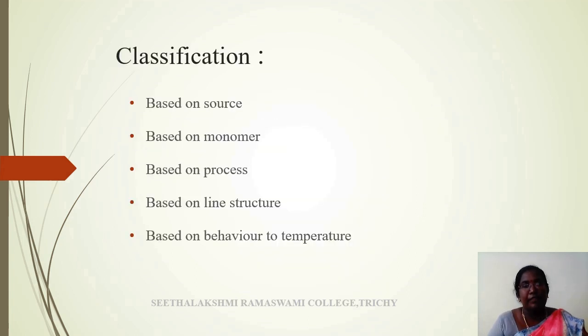Then we can classify polymers on different bases. Polymers are classified on the basis of source, on the basis of monomer, on the basis of the process by which they are made, on the basis of the line structure in which they are arranged, and also on how they behave with temperature. So we are classifying polymers under 5 categories.